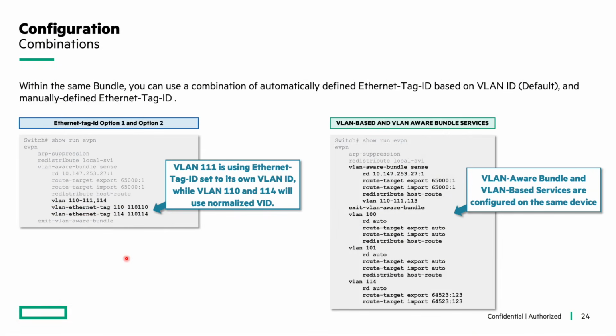So as we mentioned, VLAN-aware bundle supports combinations. First, we can see on the left an example of what we just mentioned: we do not set a tag for VLAN 111, while we do that for VLAN 110 and 140. On the other side, on the right, it is also important to mention that we support, on the same VTEP, VLAN-aware Bundle Services and VLAN-based services. It means that you can mix VLANs within a same EVI using VLAN-aware Bundle Services and VLANs with their own EVI using VLAN-based services.